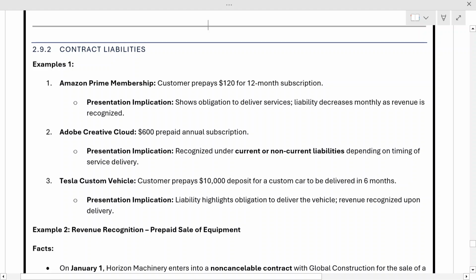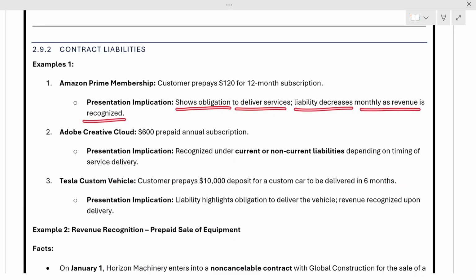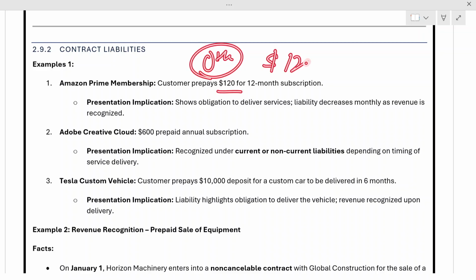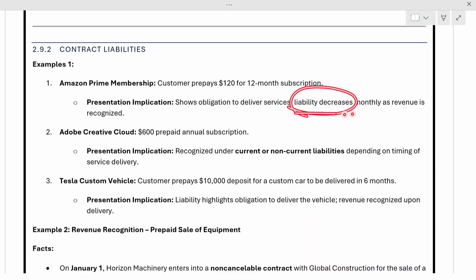Now let's try to understand contract liabilities as well. For example, there is an Amazon Prime membership and the customer prepays $120 for a 12-month subscription, which generally happens. Now what will happen? It shows an obligation to deliver services, and the liability will decrease monthly as revenue is recognized. So Amazon will say that on day zero, when the customer has made the payment, $120 is their contract liability. Every month they will recognize the revenue, and over the remaining period their liability will keep decreasing as and when revenue gets recognized.